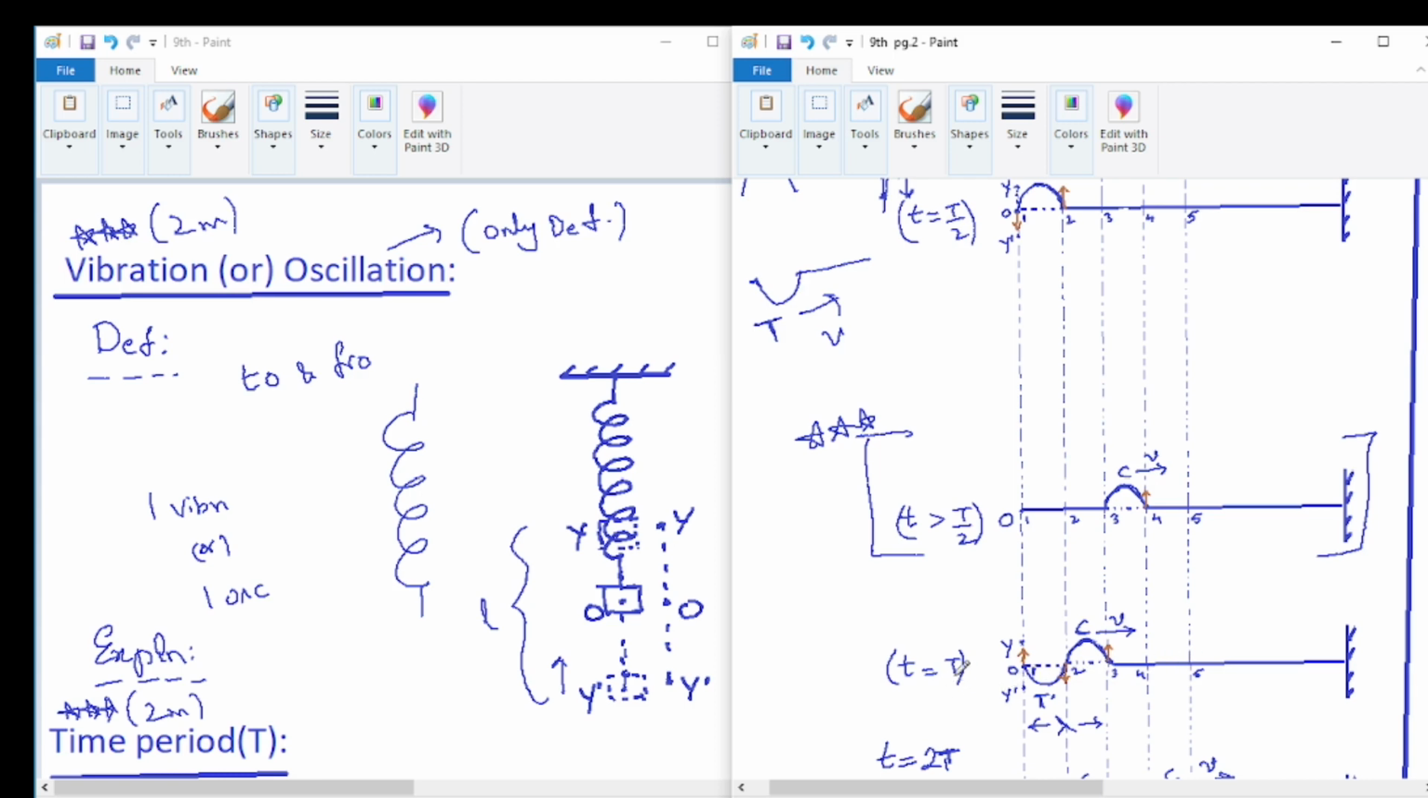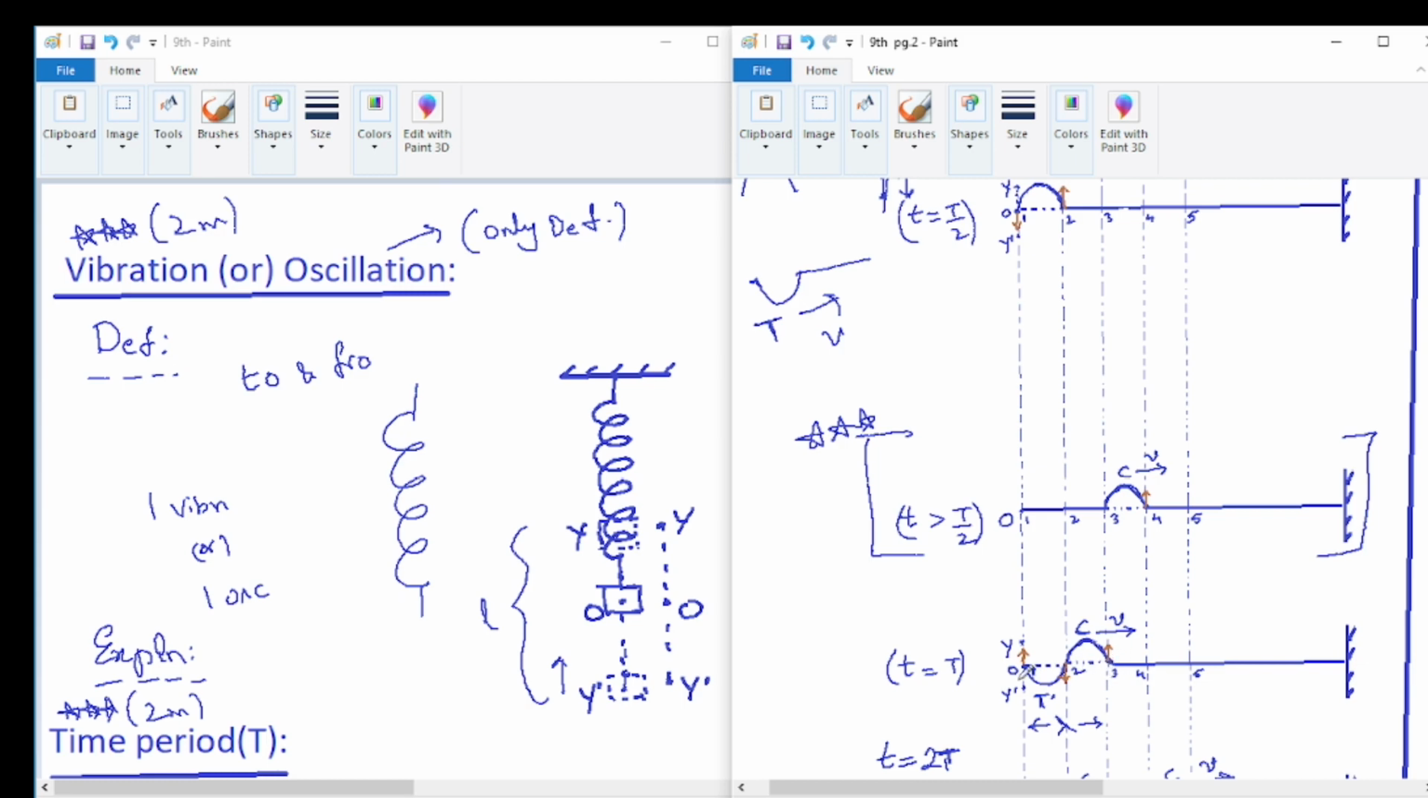Now at the end of time period T, one vibration, the wave is actually present between particle 1 and 3. So in the next time period, how much distance has the disturbance traveled? How much of the string got disturbed? A length lambda of the string got disturbed. That means the disturbance traveled a distance of lambda. The disturbance is said to have traveled distance lambda because the string got disturbed only up to this particular distance.